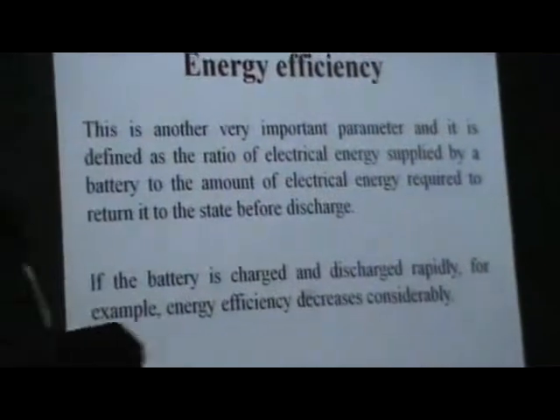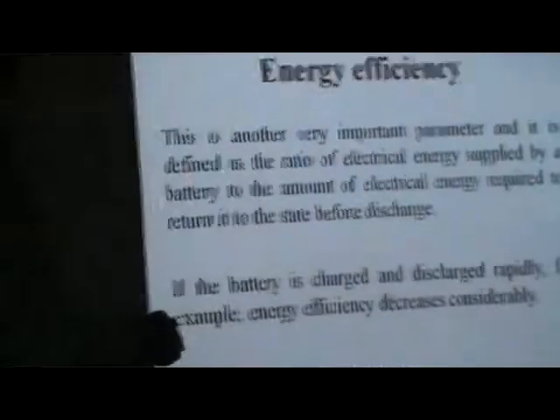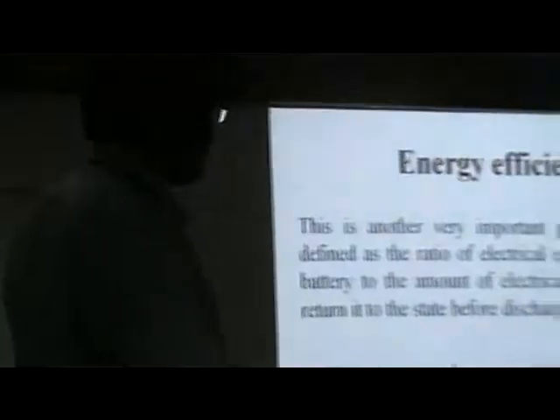Then the energy efficiency. This is another parameter. What is the energy efficiency? What load is connected? Load is in terms of voltage, but your efficiency is in terms of the chemical factor. You have to consider both. It is the ratio of the electrical energy supplied by the battery, how much electrical energy is supplied corresponding to how much chemical energy is added. You calculate both, and from that you get the energy efficiency factor.